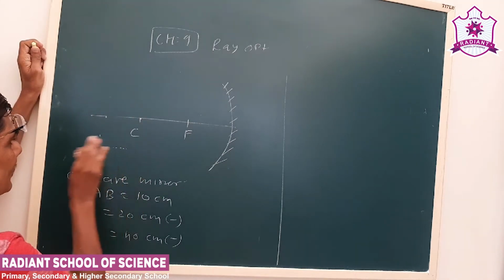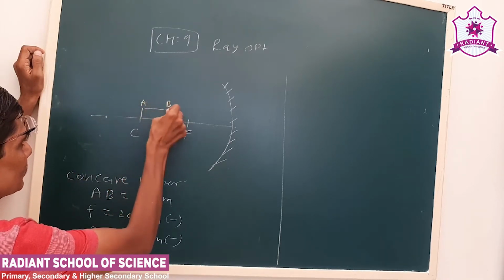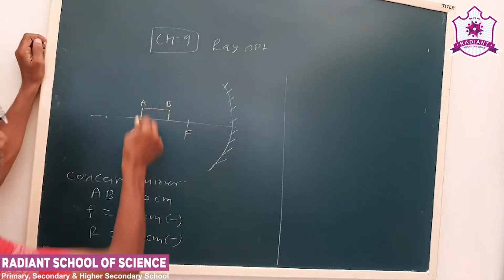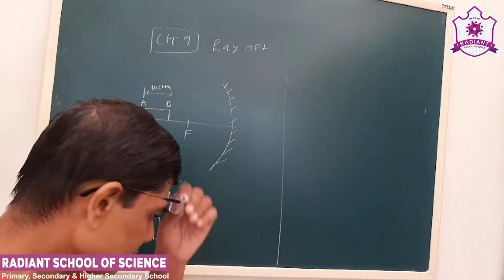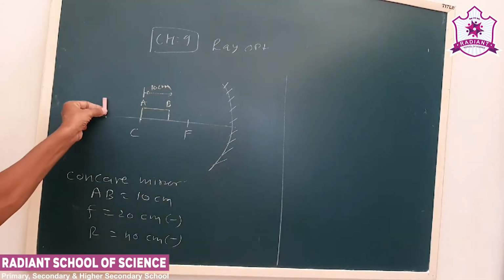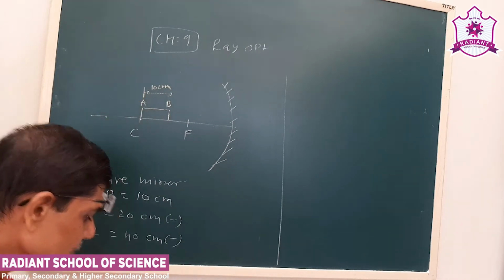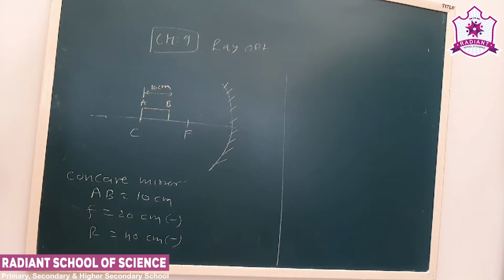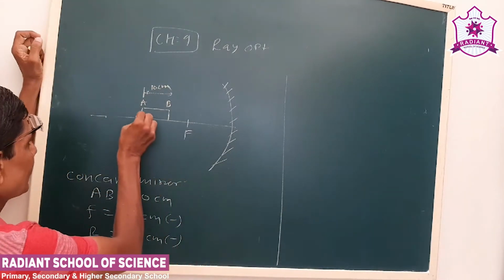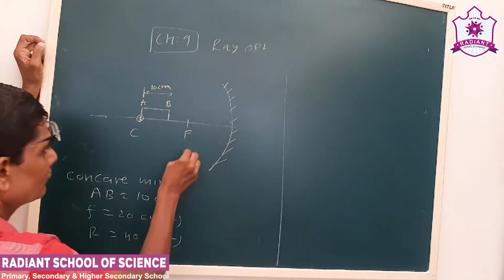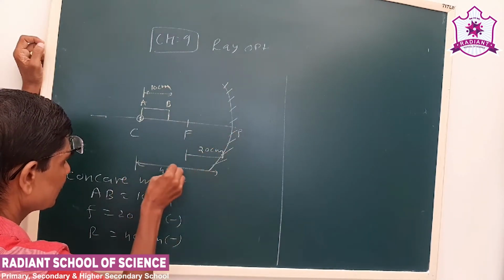Now see, according to the textbook, let me take like this. So we get exact according to the textbook. Now AB is our linear object of 10 centimeter dimension. Instead of keeping the linear object like this, they have placed it on the principal axis in this condition. So this is our object AB. Now we have to see how the image is formed. Now let us say this is the pole, 20 centimeter is the focal length, radius of curvature is 40 centimeter.